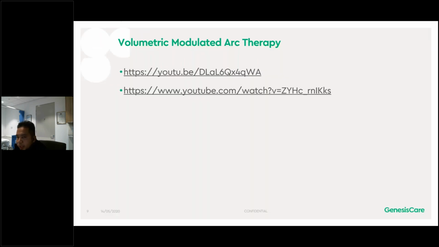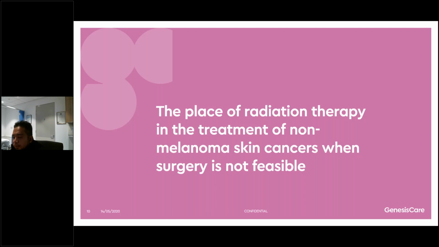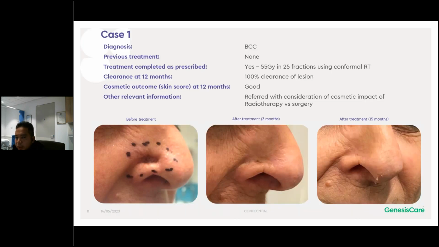So that's a little bit about VMAT. It stands for volumetric modulated arc therapy. The next part of the treatment is about when we use radiation treatments when surgery might not be feasible. I'll give you a few examples today, and we're going to go through some questions at the end, so feel free to ask those questions. I'll just give you an example here.